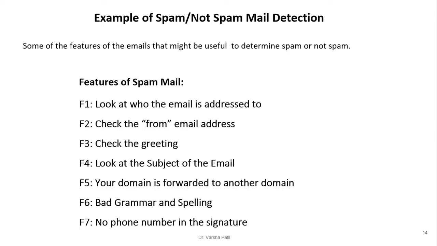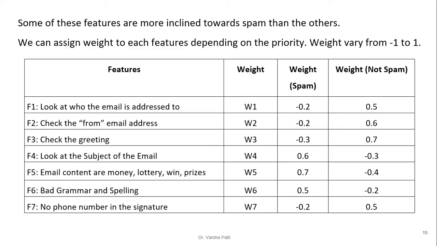So these are nothing but characteristics, and by just synthesizing the text we can determine whether these features are present or not. So features are basically binary in nature, either they are present or not present. Now some of the features are more inclined towards spam than others. We can assign weight to each feature depending on the priority. Weight varies from -1 to 1. Now there are 7 features, and their weights are represented by W1 to W7.